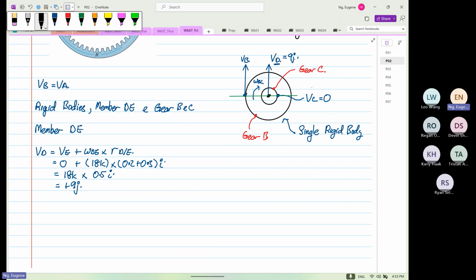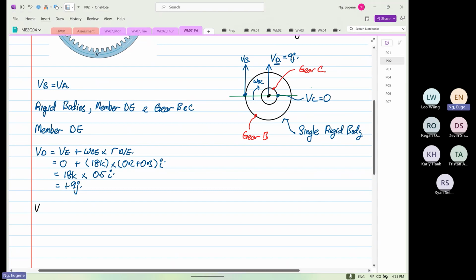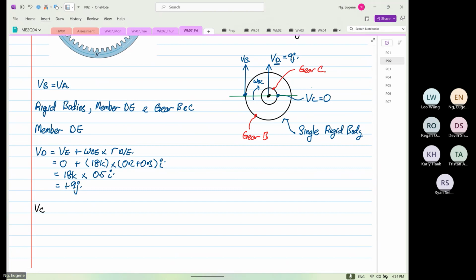is, we now know this is our VC, right? So VC is equal to VD plus omega BC cross R, point D, sorry, C from point D. Okay. So we know that VC is equal to 0.